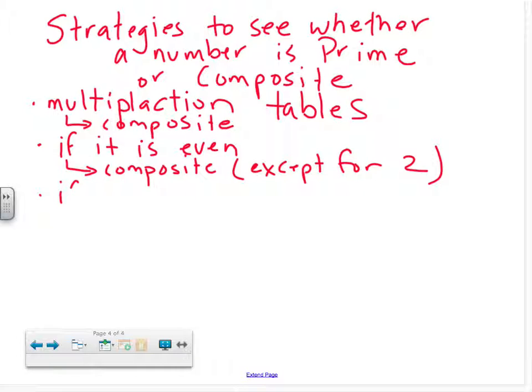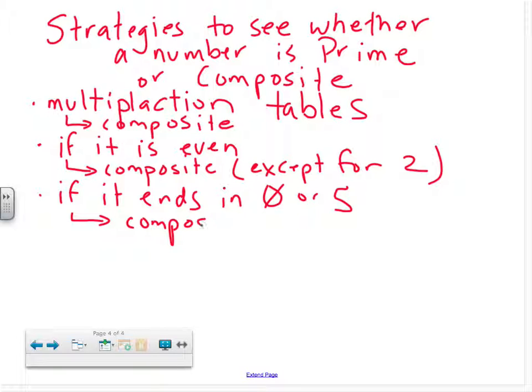Excellent. So if it ends in a 0 or a 5, we know it is composite, as the robot said. We have a robot in our class, I didn't know if you guys knew that. We know it's composite, but we did say the exception is 5. Okay?